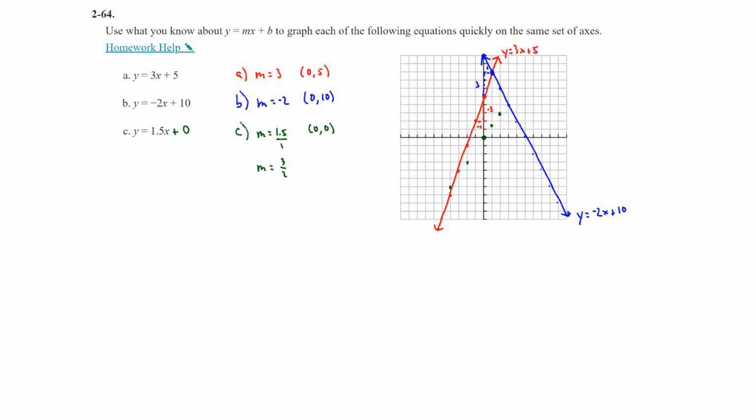So do that a couple of times, whichever one you're going to use. And then once again, use a straight edge to draw on your line. This line is y equals 1.5x.